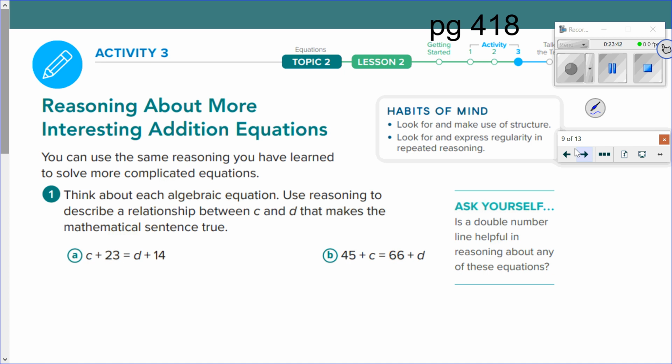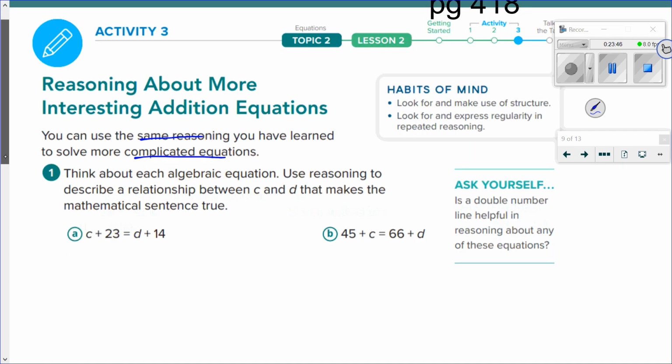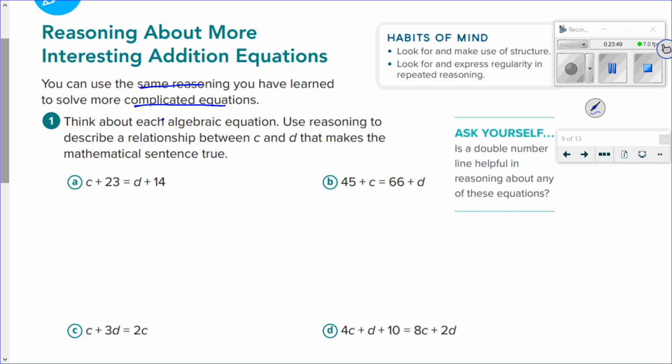Okay, so we can use the same reasoning you've learned to solve more complicated equations. Think about each algebraic expression. Use reasoning to describe a relationship between C and D that makes the mathematical sentence true. Okay? This one is going to get a little tougher. Our solving strategy isn't necessarily going to work. Here's what I will tell you.